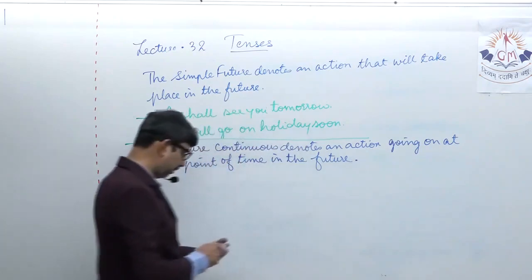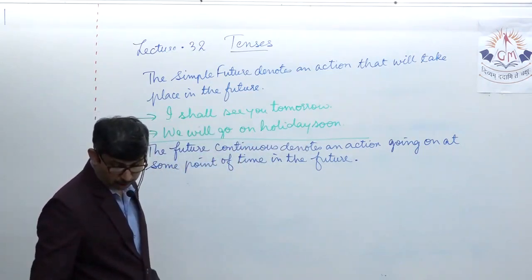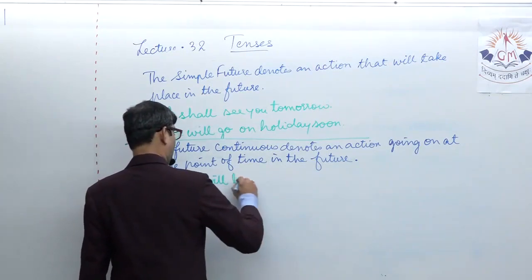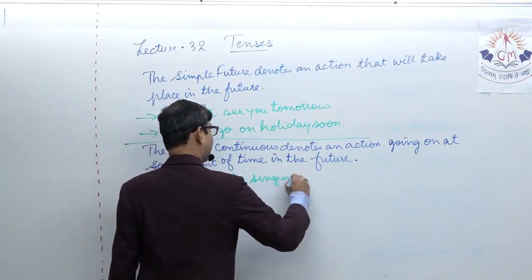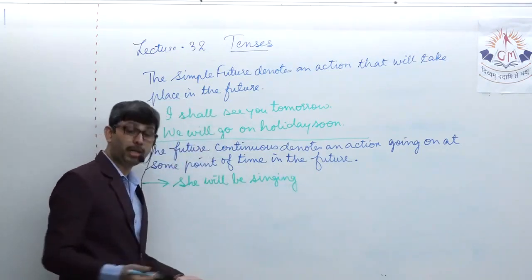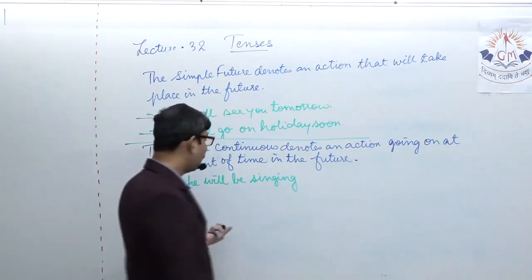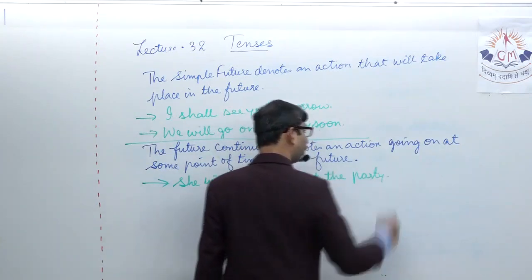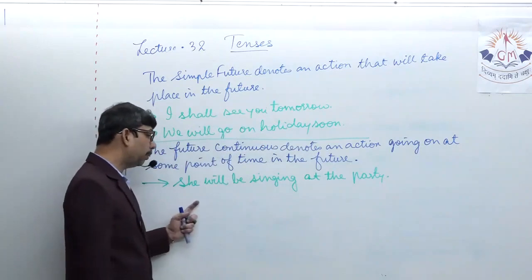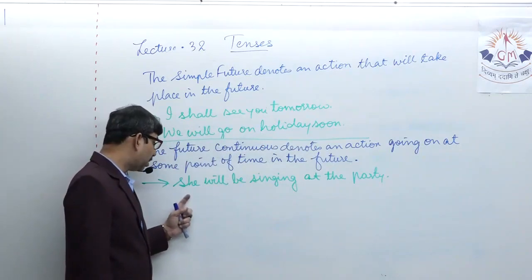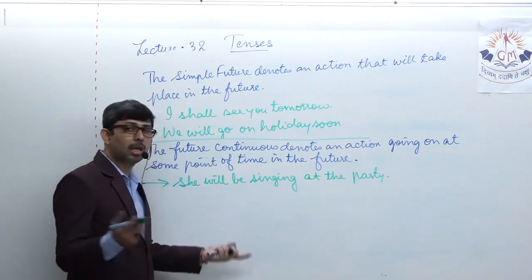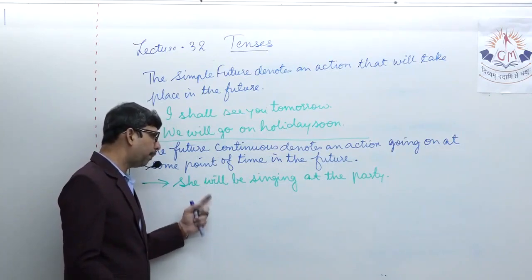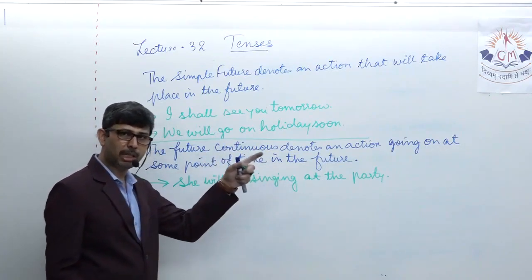Simple examples for this we have. We can say, she will be singing. So we are saying she will be singing, but when? We need to know the time. She will be singing at the party. So when the party will commence, when the party will take place, she will be the person singing there. So in this sentence, she will be singing at the party, we show an action that is going to happen in the future time, the time that is yet to come.